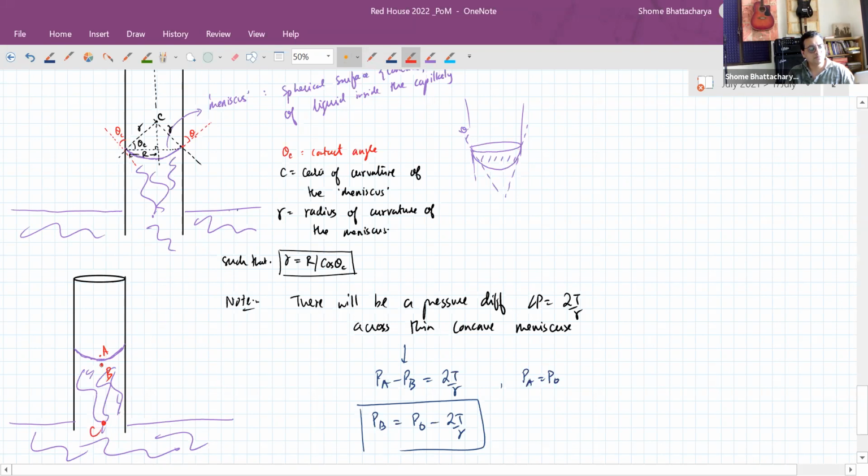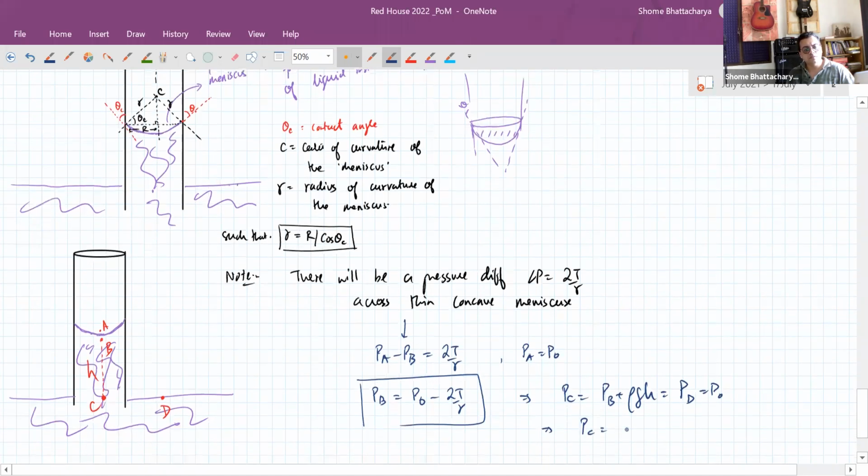So now if you see between the point B and C, there's a vertical height of h, and this point is D. The pressure at the point C will be pressure at the point B plus rho gh, and that should be equal to atmospheric pressure. So PC is equal to pressure at the point B, which we can substitute from here, P naught minus 2T by r. This pressure difference of 2T by r now gets compensated by the amount of liquid which has risen. So that again at this point C, the pressure is the same as the atmospheric pressure.